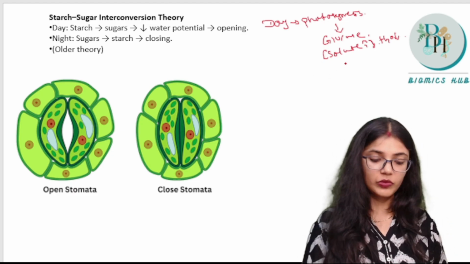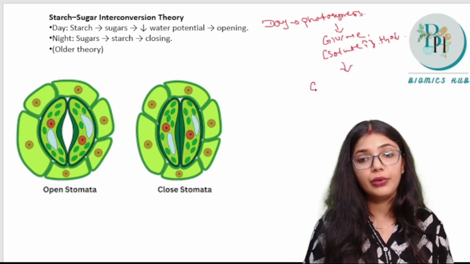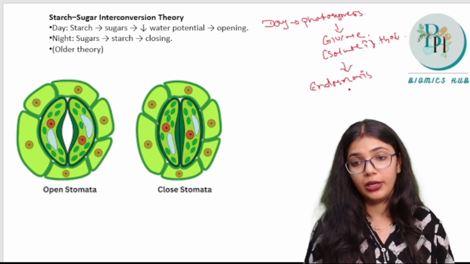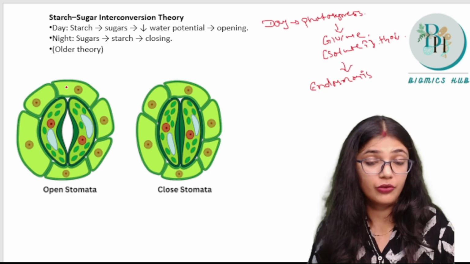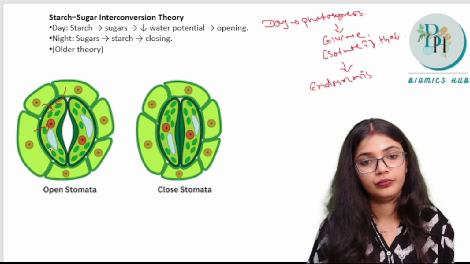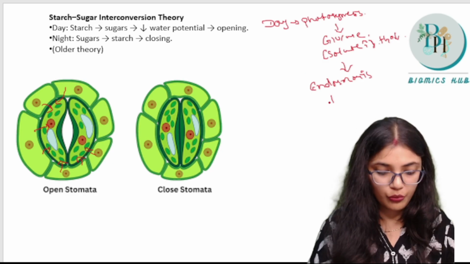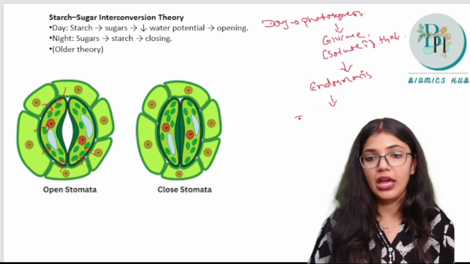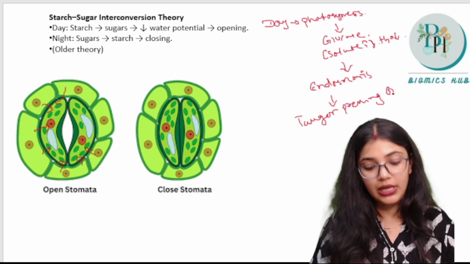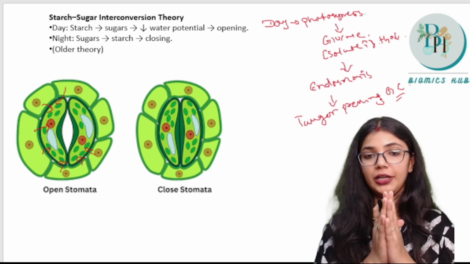Okay, so here due to more solute concentration in the guard cell, there will be endosmosis, that means intake of water. So from the subsidiary cell there will be intake of water inside the guard cell, due to which there will be turgor pressure inside the guard cell, and due to this turgor pressure the stomata will be opened.